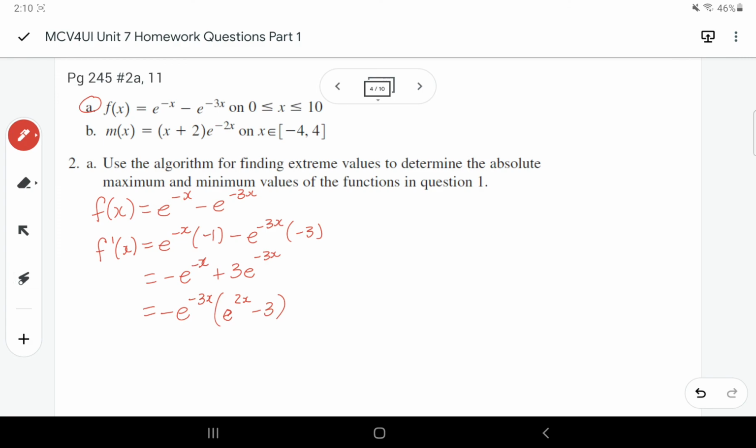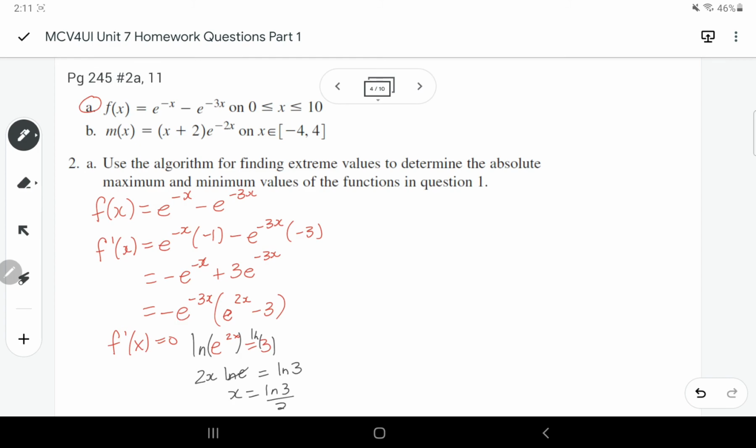So if we want to figure out where the zeros of this function are, there will be no zeros from the first term. E to any exponent cannot be 0. But we could have e to the 2x equals 3, and then to figure out what my x value is, I would take the natural logarithm of both sides. So here I would have 2x ln e equals ln 3, and we know that the natural log of e is just 1, so I'd have x equals ln 3 over 2.